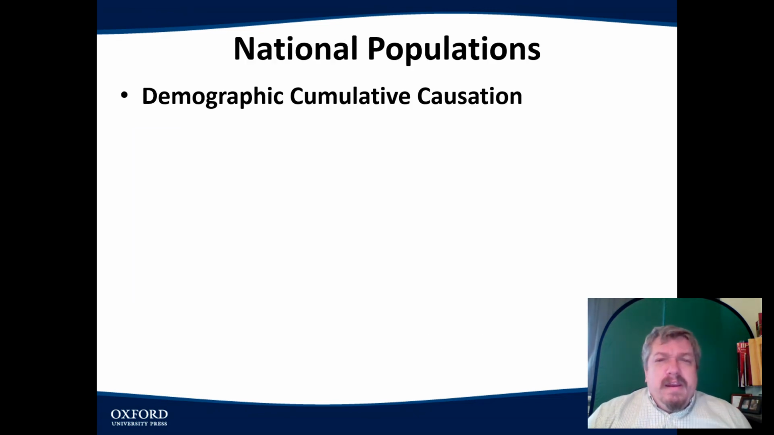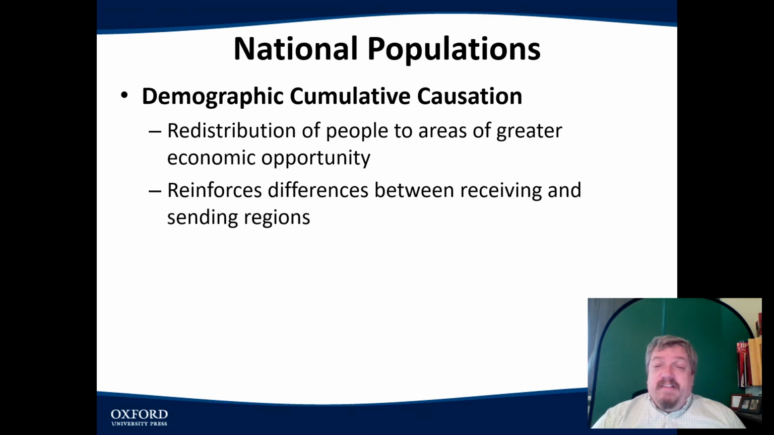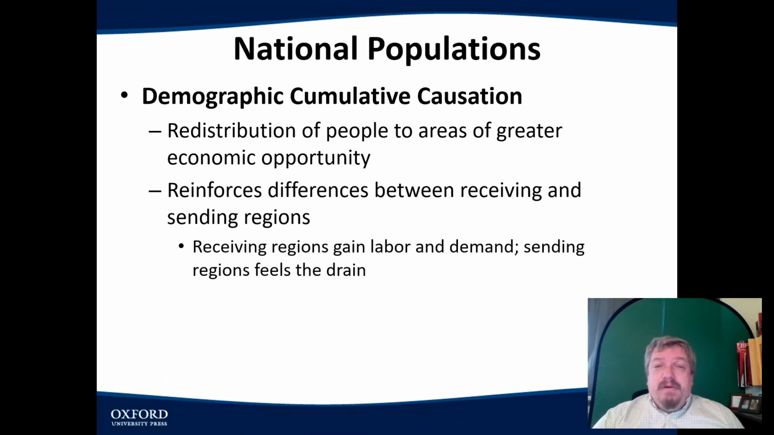Okay? Now, with politics, or with populations, just like with economic activities, people move. So some areas have more, some have less. And this is cumulative causation, just like with economics last chapter. This means that people move to areas of greater economic activity. Conversely, they leave areas of less opportunity.